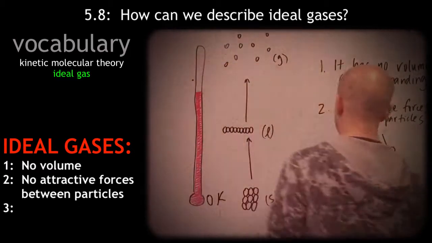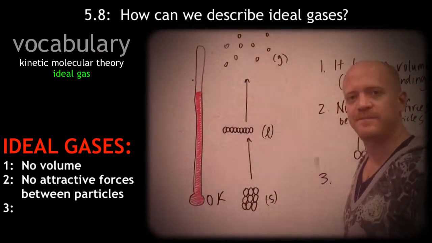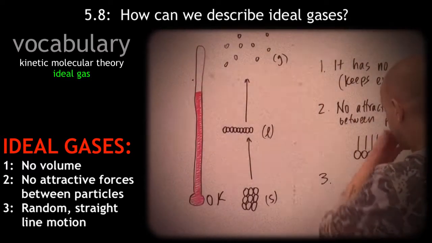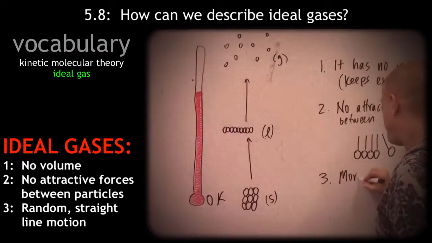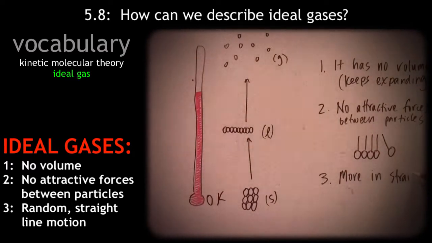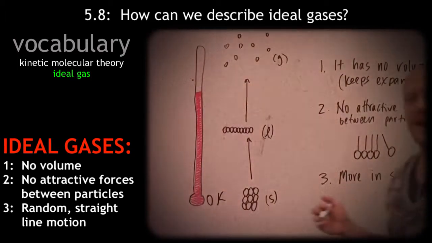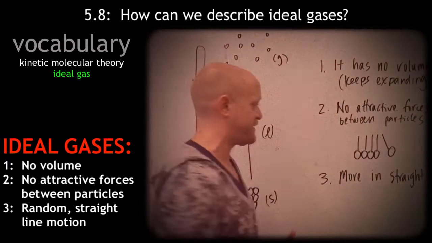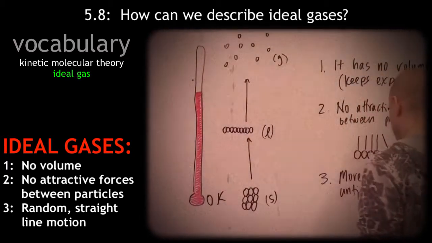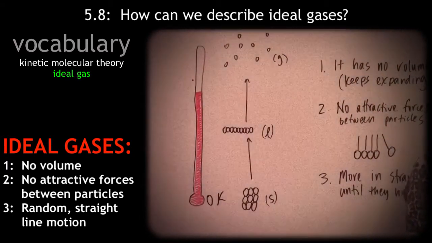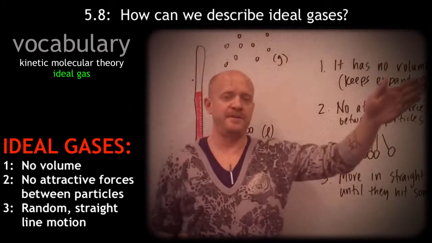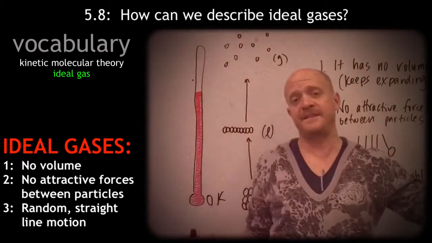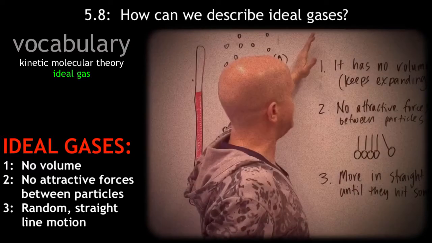And the third criteria for an ideal gas is that they move in a straight line. So they're constantly moving in a straight line until they hit something else. So basically a gas particle is going to move until it hits another particle or until it hits the side of the container.